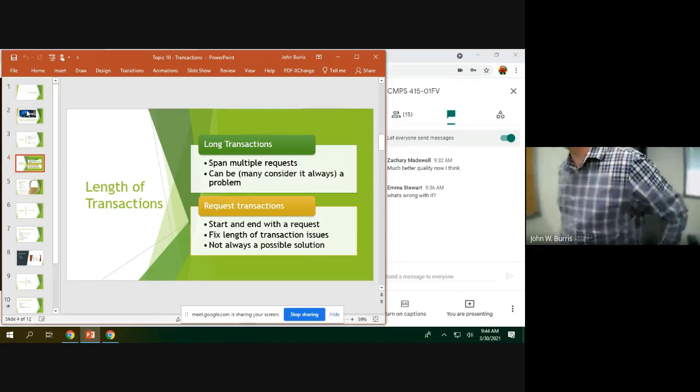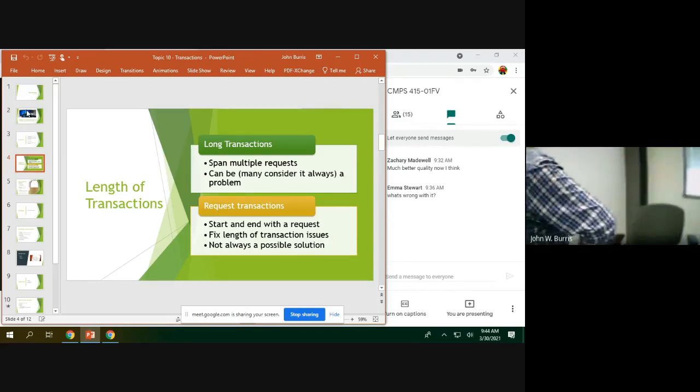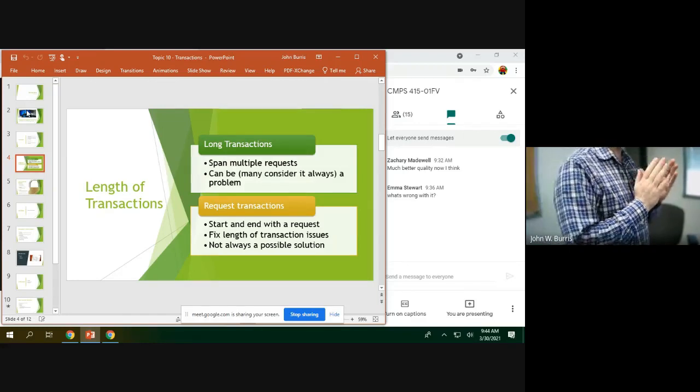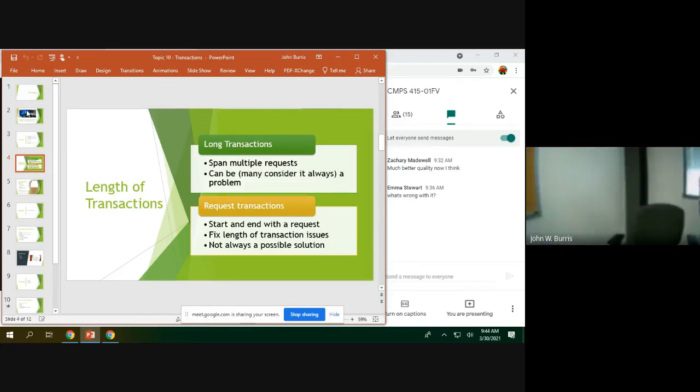So we're going to talk about this concept of a request transaction. And a request transaction is pretty interesting. This is going to be an ideal. With long transactions, they can take days, literally days to complete. A request transaction starts and ends with a single request, and we try to limit the transaction to one link. But the only problem is we can't really use that. Okay, so this is a non-viable solution for 415, but really we use it all the time in courses like the sort of industry connect courses where we can limit the length of transaction to a single request.